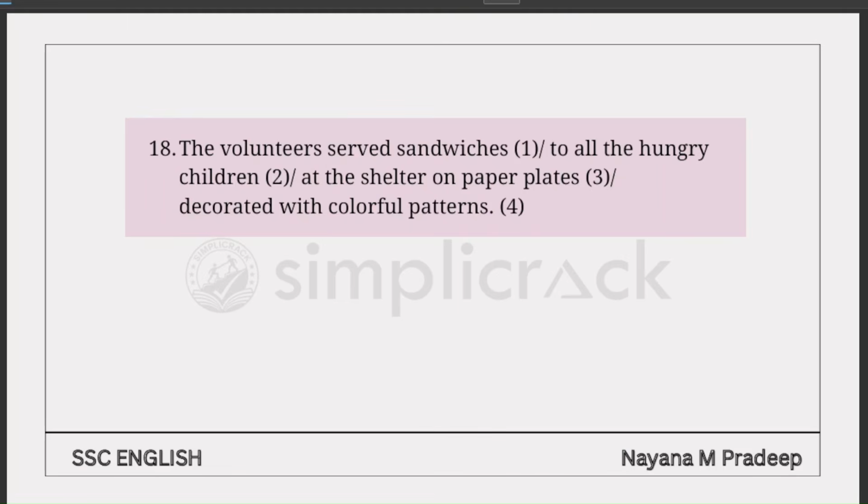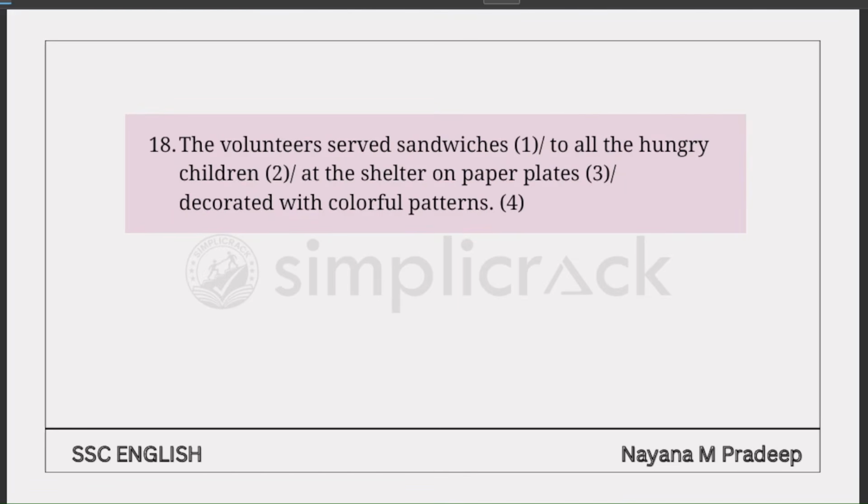Next question. The volunteers served sandwiches to all the hungry children at the shelter on paper plates decorated with colorful patterns. Can you find out the error in the sentence? The sentence is quite interesting. Why? Because if you look at the third part of the sentence, you find on paper plates. Now, what is placed on paper plates? Is it sandwiches? Is it hungry children? Or is it shelter?